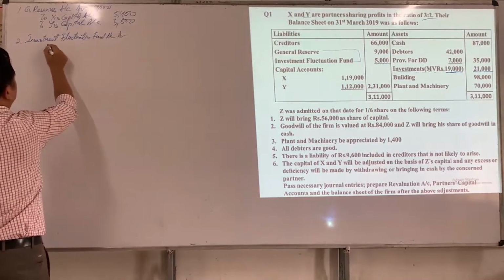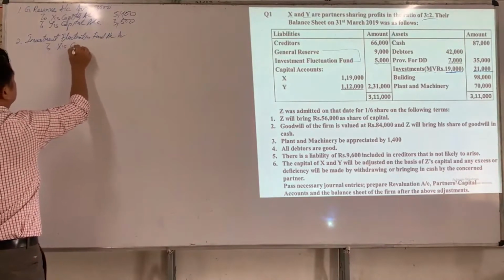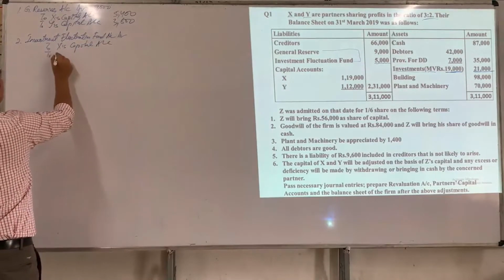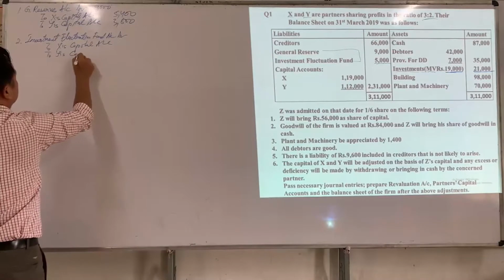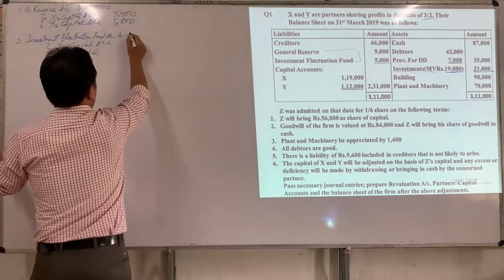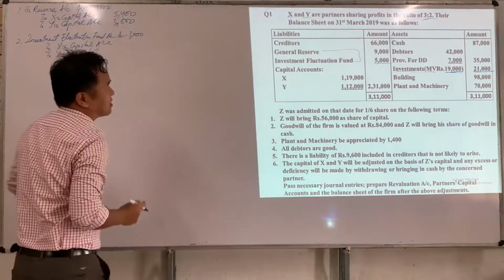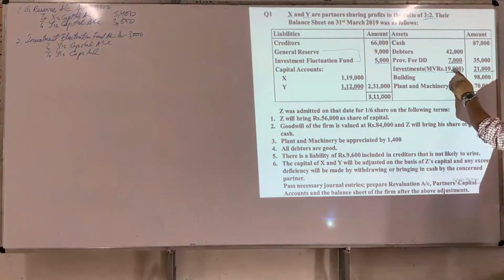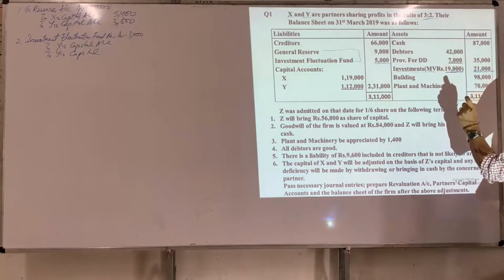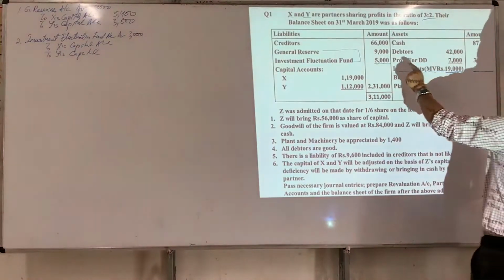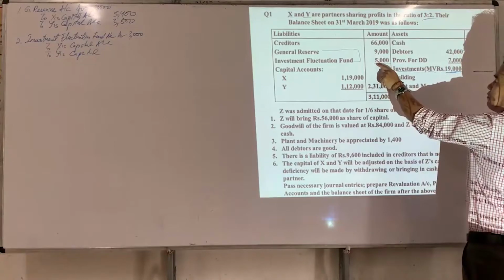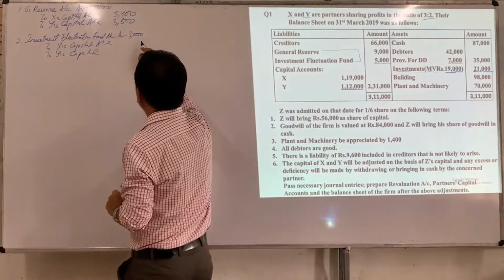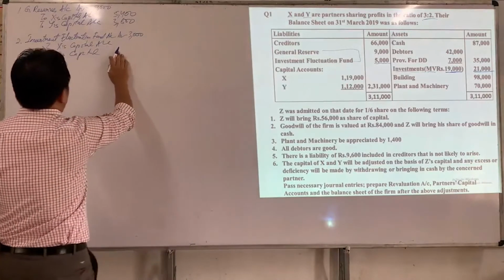to X capital account, to Y's capital account, and the remaining balance is 3,000. Since there is a loss of rupees 2,000, the difference between book value and market value, that loss should be deducted from the fund available with us, which is 5,000. So the remaining balance will be 3,000, and that 3,000 should be transferred to the capital accounts of X and Y.